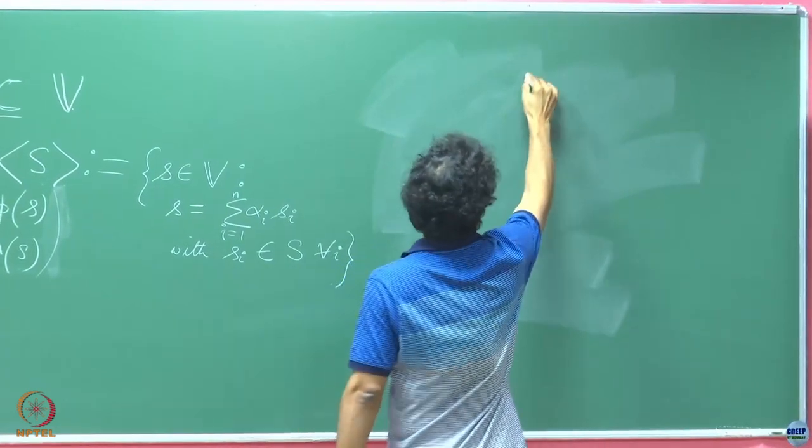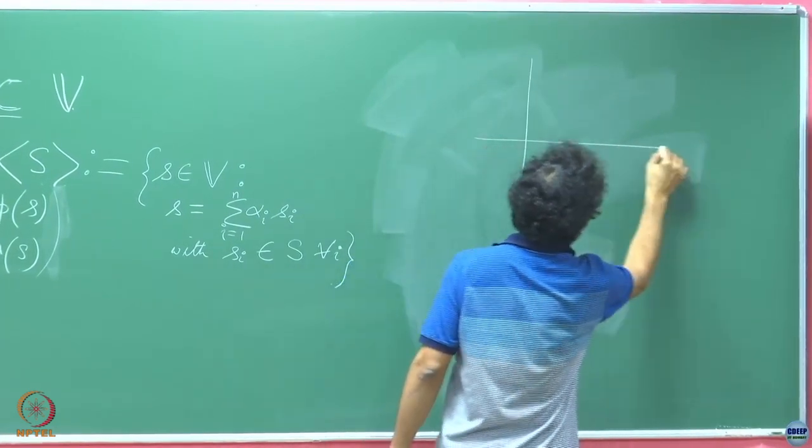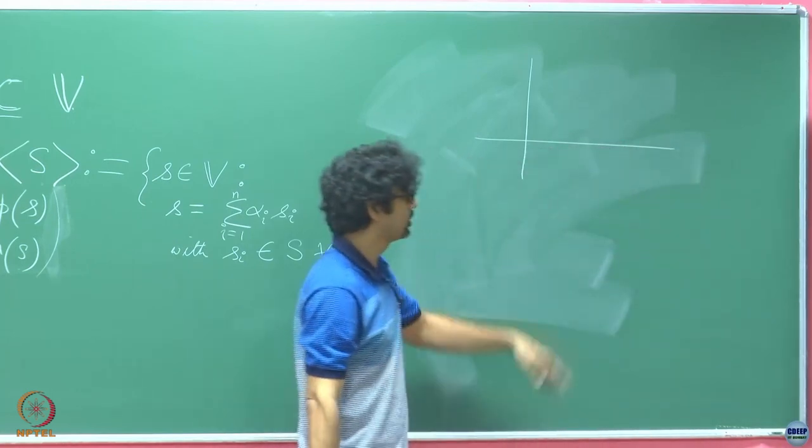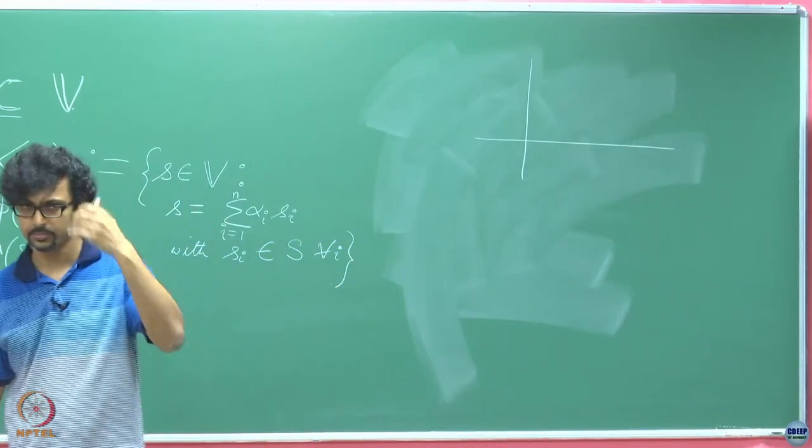So for instance, consider the two-dimensional R2, for example, the Euclidean space.